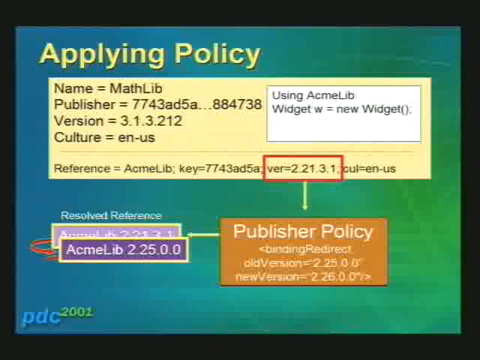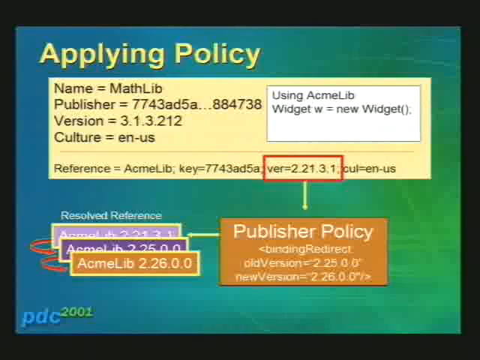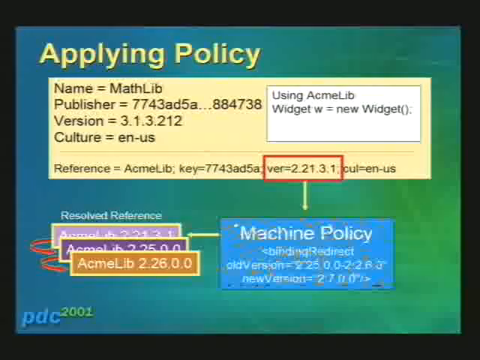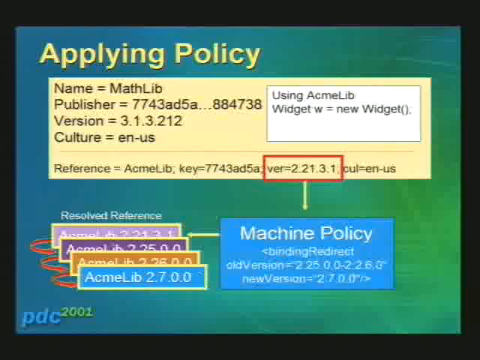I may then have publisher policy that says, if you're referencing 2.25, I want you to start using 2.26. And so we'll get 2.26 instead. And lastly, the admin may come along and say, I don't care what you're referencing. If it's between 2.25 or 2.26, I think there's a typo there, you should start using 2.27 because they both have a security hole, and you need to patch it with 2.27. And so ultimately you'll get 2.27. If any of those are missing along the line, for example if there's no machine config, we would just use the publisher policy.